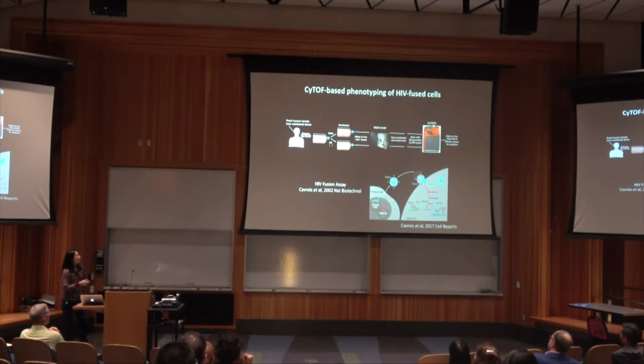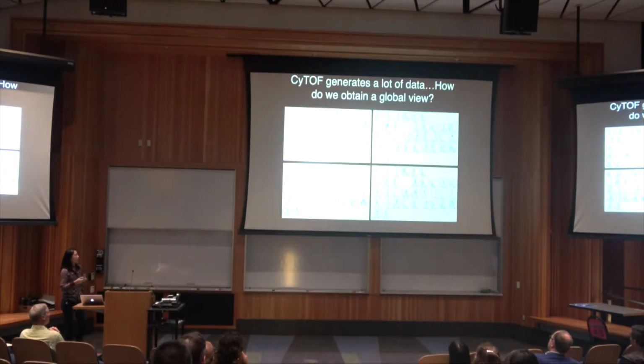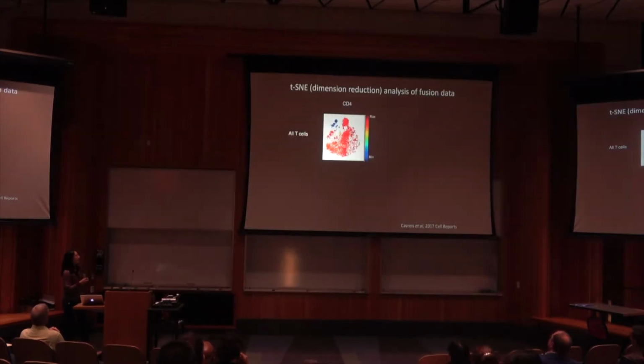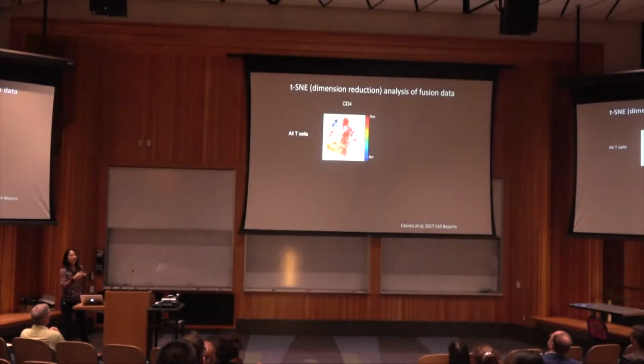Once we had our sorted cells, we stained with our 38-parameter CyTOF panel and then analyzed the data. As you can imagine, with hundreds of thousands of cells, each being phenotyped by 38 parameters, we generate a ton of data. In order to have a global view of these data sets, we've implemented a variety of high-dimensional data analysis tools. One that we found particularly useful to visualize the data is something called tSNE, which many of you are probably familiar with. The single-cell RNA-seq world commonly uses this now.